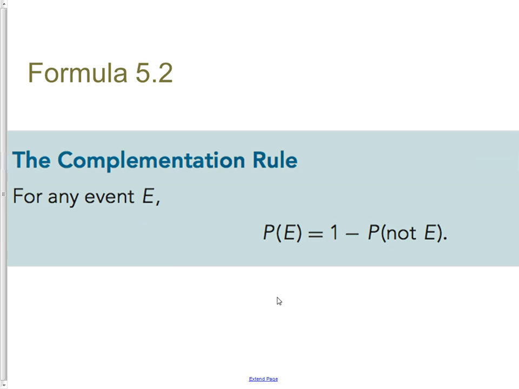Another one is what we call the complementation rule. The way this works is that the probability of an event happening plus the probability of the event not happening has to be a certainty, because either the event happens or it doesn't. We get a 100% probability. It's always got to be either E or not E. So not E is the complement of E.